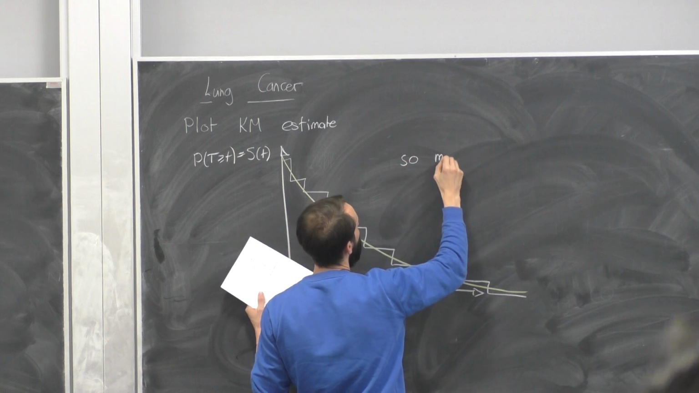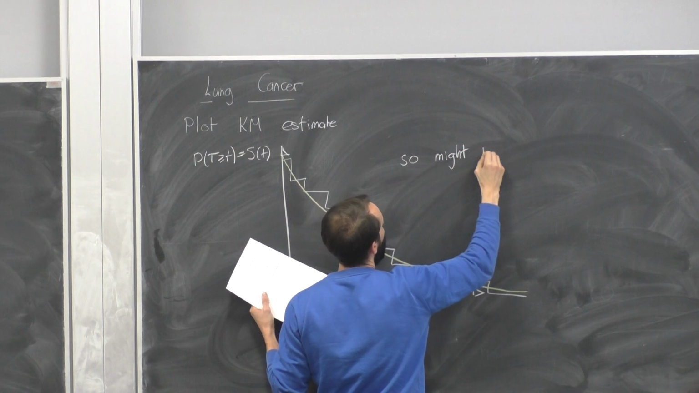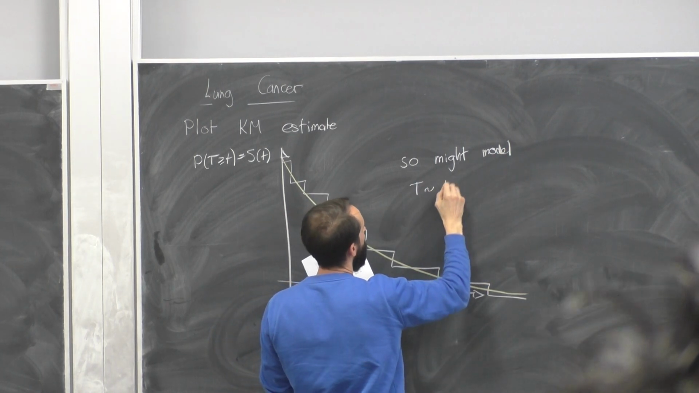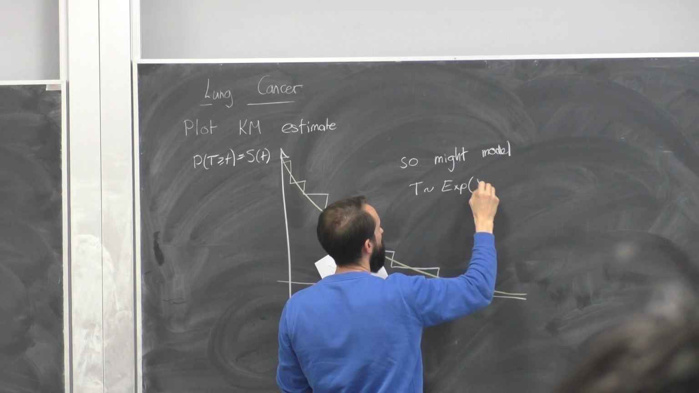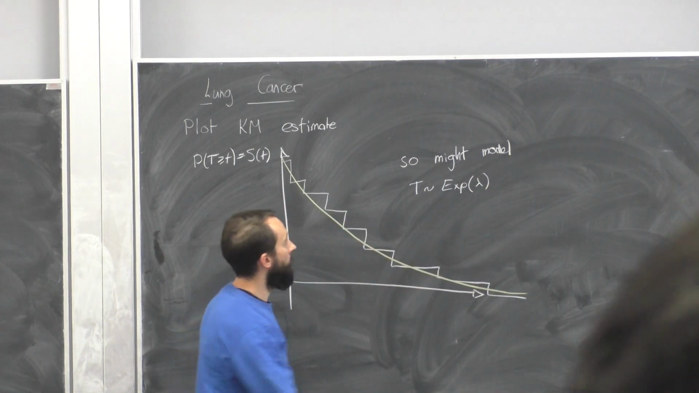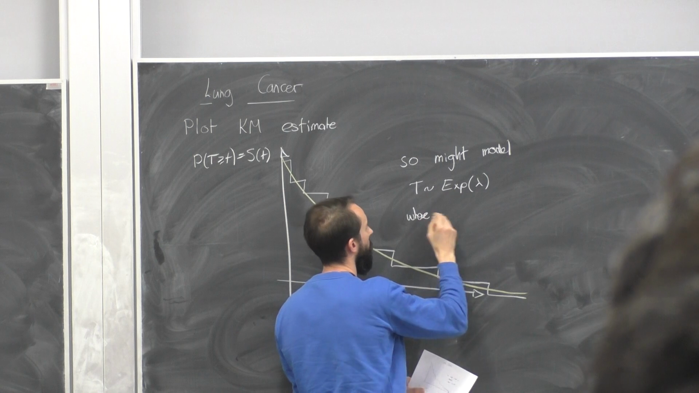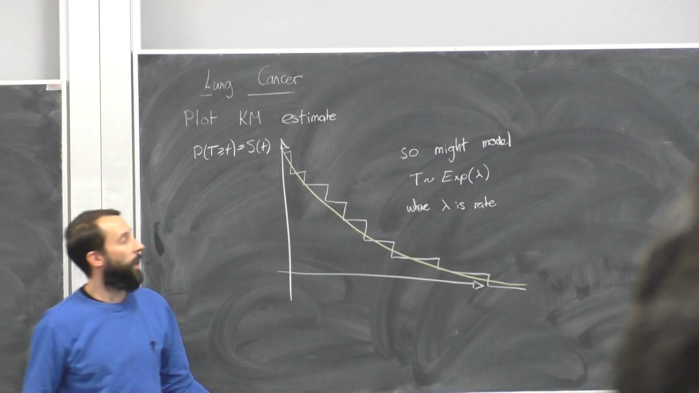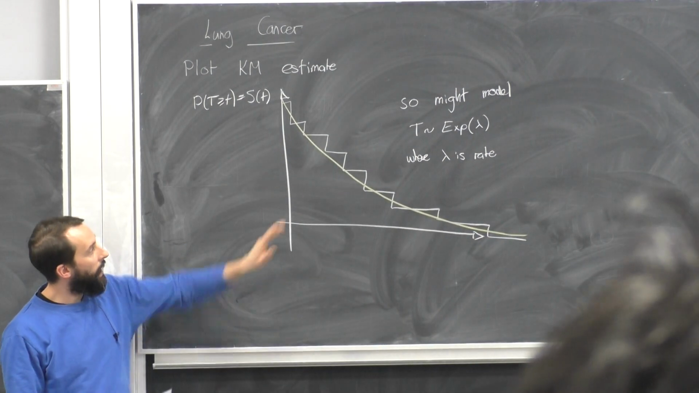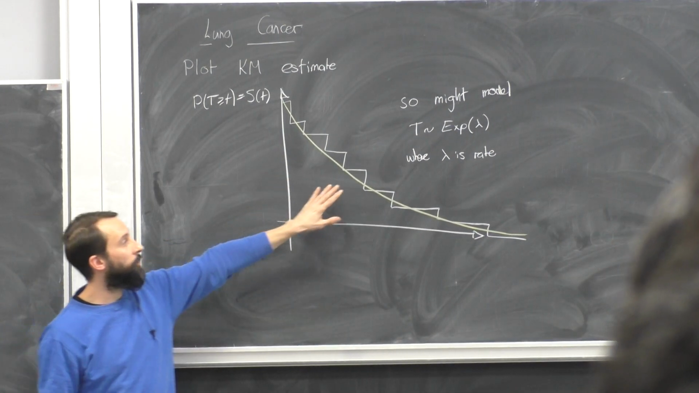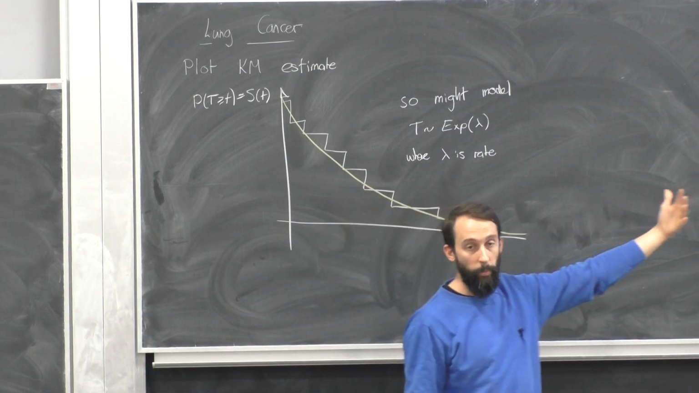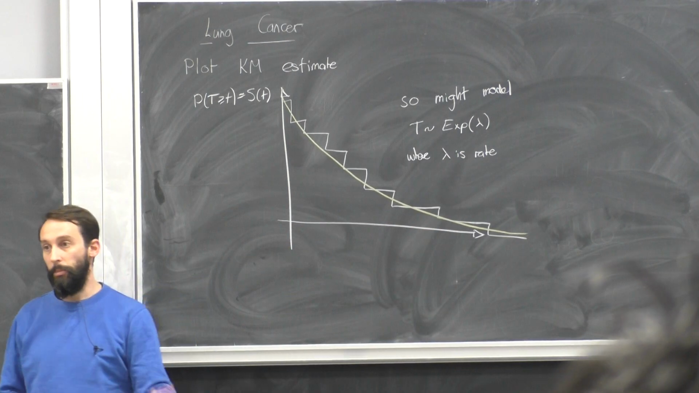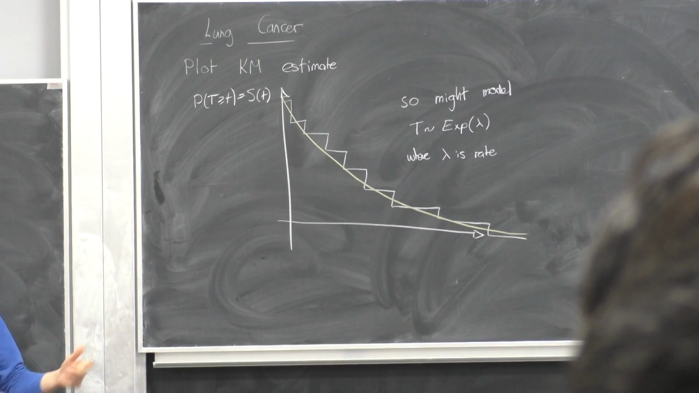So we might model my failure times as coming from an exponential distribution with rate lambda. If we've decided that looks reasonably exponentially distributed, we can now do a parametric analysis. We can try and estimate what lambda is based upon my data, knowing the fact that I have some censored observations.